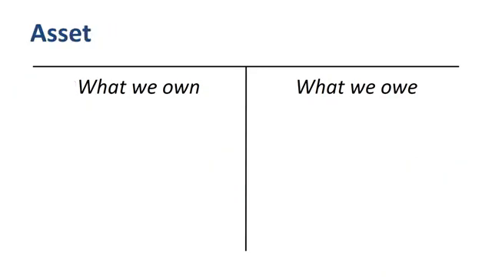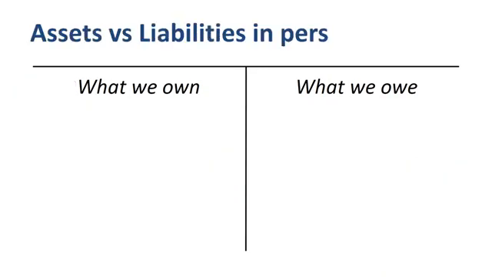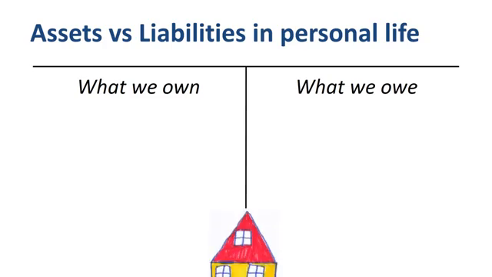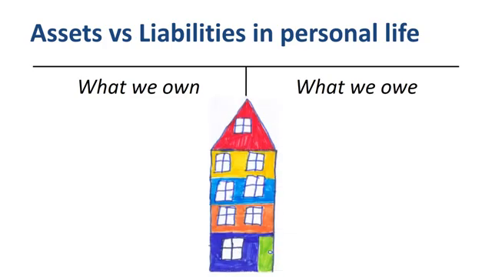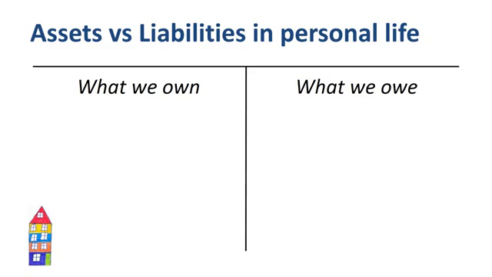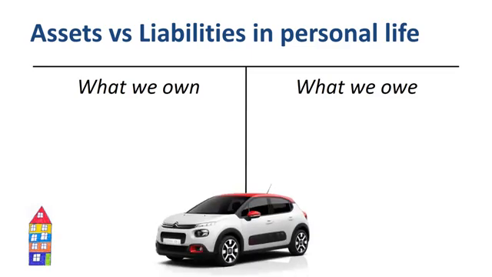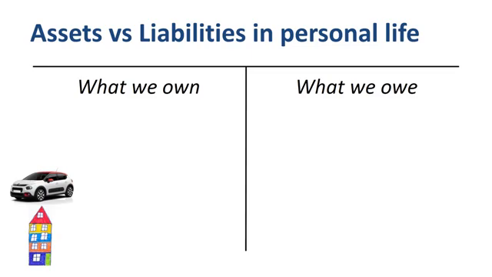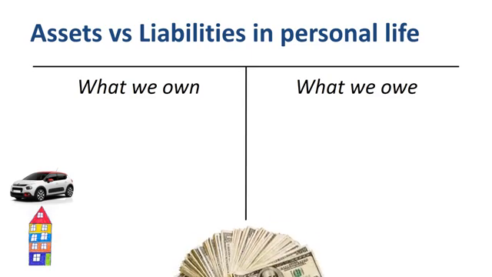Let's apply what we learned about assets and liabilities to assets and liabilities in your personal life. What if you own a house? That's an asset. However, if you rent a house as a tenant, then you wouldn't put the house on your balance sheet as an asset, as you don't own it. What if you own a car? That is an asset as well. If you lease a car, you wouldn't put the car on your balance sheet as an asset, as you don't own it.